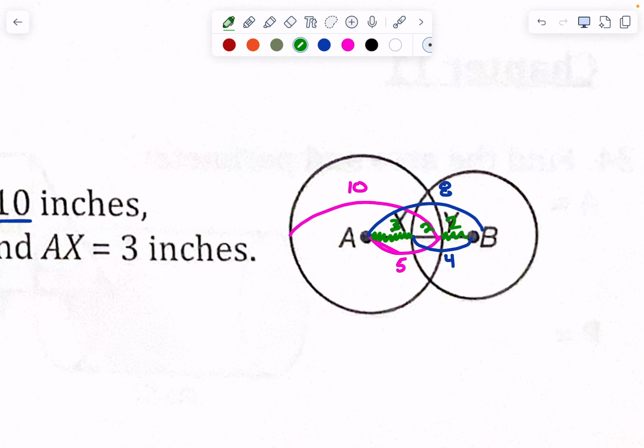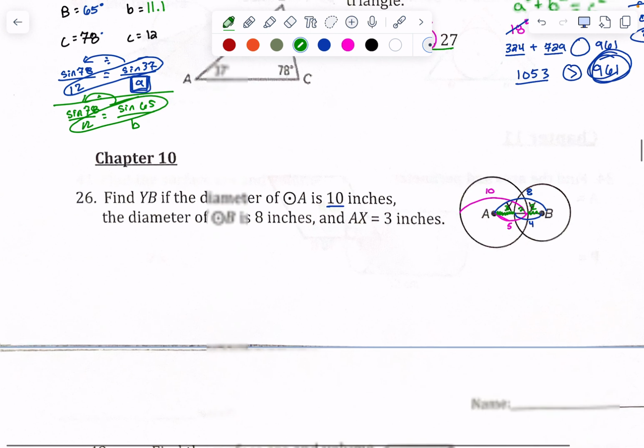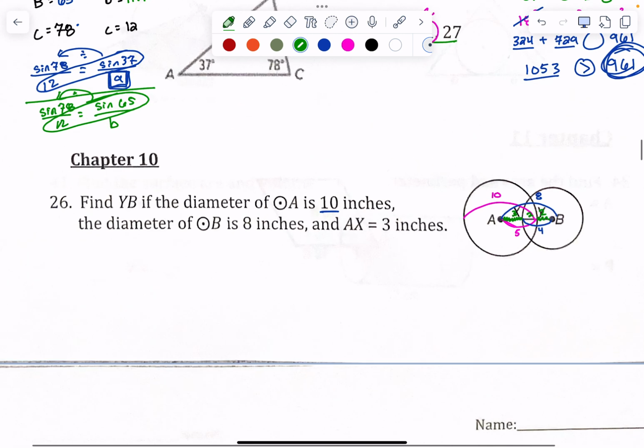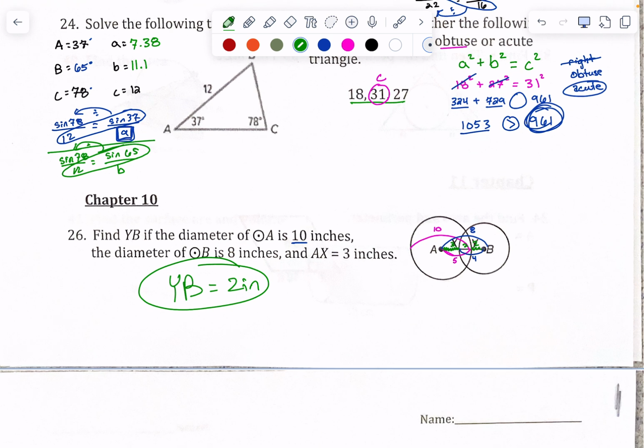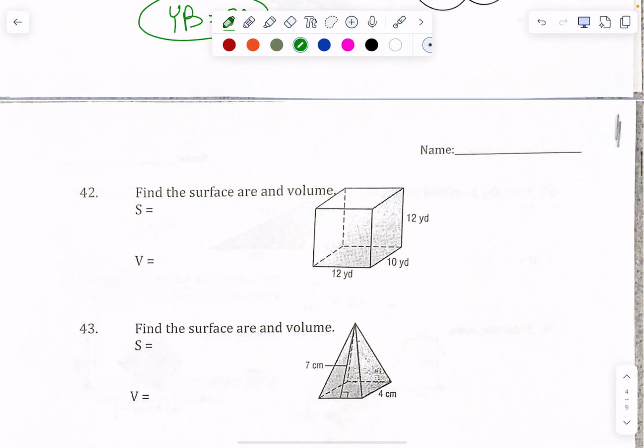If you are a messy labeler, it's hard to see. So what are we even finding? YB. YB is 2. Inches, technically, you want to label. How's that? Good? Those ones you can kind of figure out, maybe. All right. Was that it?